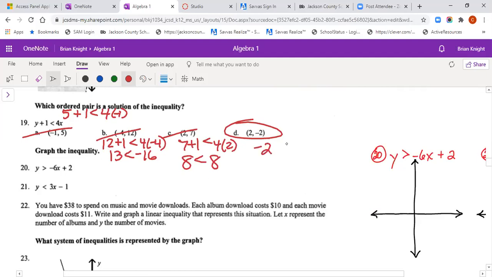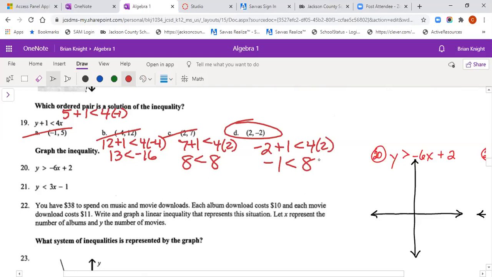Negative 2 plus 1 is less than 4 times 2, so that will be negative 1 is less than 8. Last time I checked, it is. Okay? All you're doing there is plugging them in and seeing which one makes it true. Everybody good? 20 and 21.